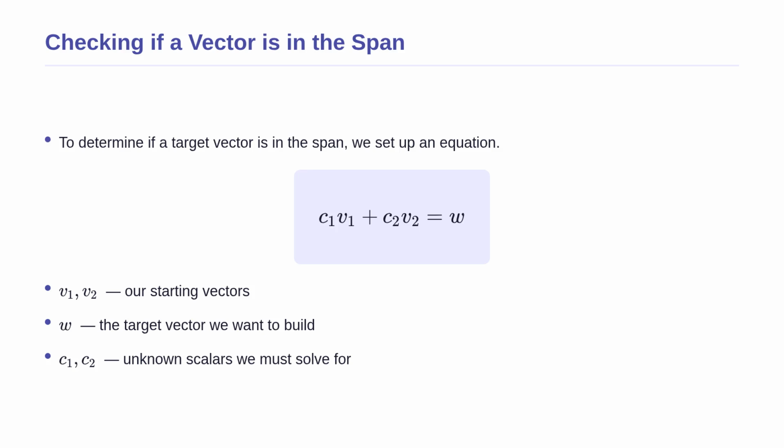But what if we are given a target vector and we want to know if it lives inside a specific span? To find out if a vector W is in the span of V1 and V2, we must check if there is some combination of scalars that makes this equation true. We set our linear combination equal to the target vector W. The vectors are known, but the scalars C1 and C2 are unknown. If we can solve for these scalars, the vector is in the span. If the equation has no solution, it is outside the span.